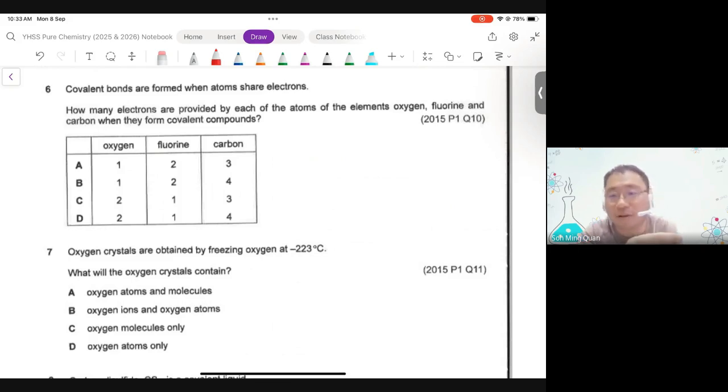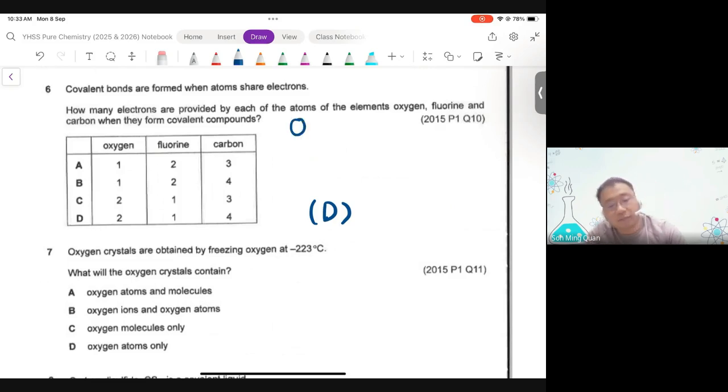Okay, one more student to vote. Okay, great. So A, B, and D, with the vast majority choosing D. Very good. And the answer is D. Now, again, this is about covalent bonding. If you got this wrong, this means your concept of covalent bonding is not strong. So revise chapter 4, part 2, covalent bonding.